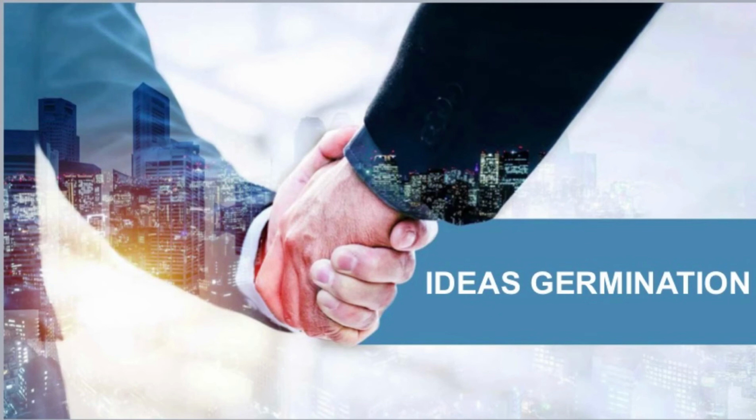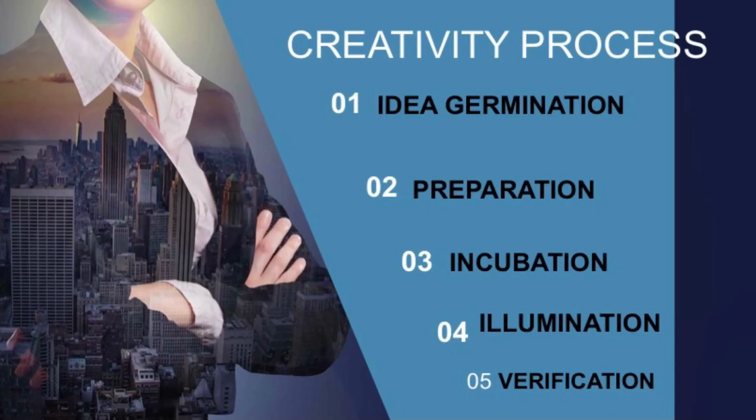So, our topic for this morning is all about idea germination. In entrepreneurship, there is a creativity process. This creativity process involves these five aspects: idea germination, preparation, incubation, illumination, and verification. So let's start with the creativity process.